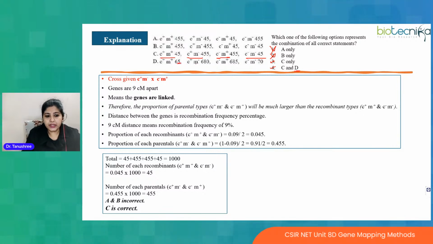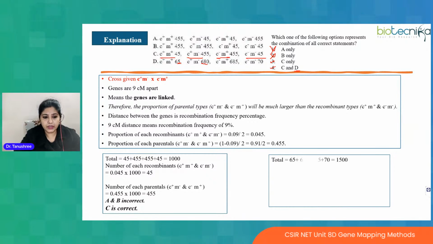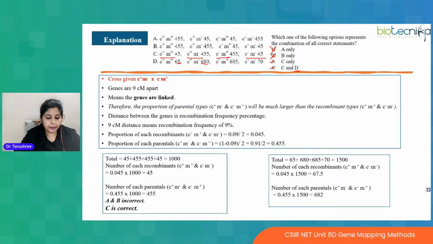Now, for D, the values given are different. So again, we will add them all: 65, 680, 685, and 70. You'll get 1500. And again, we will calculate the number of each recombinant, and also the number of each parental. So these are the values that you will get. Recombinants: 0.045 into 1500 gives you 67.5. Now, if you see here, C plus M plus in statement D and C minus M minus, both are recombinants, the values are ranging from 65 to 70. And we are getting 67.5.